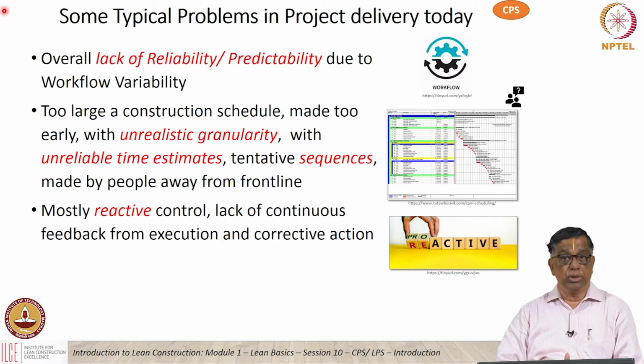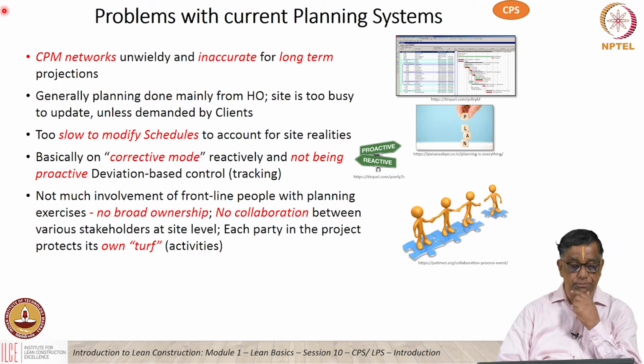And the actual people working on the project, the frontline people, they are generally not involved in all this planning. So too much of granularity, unreliable time estimates, then the sequences are tentative till actual construction methods are worked out at the site, and then again they are made by people sitting away from the front line. And thereafter we have only reactive controls, hardly any proactive controls, and then there is a lack of continuous feedback which helps you to correct what goes wrong between the planning and the actual execution.